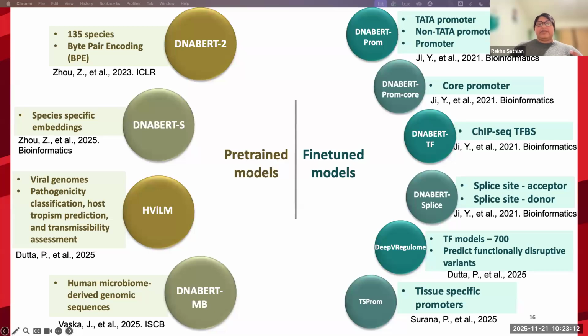And recently we published, it's under review, a model called DeepView, which has a group of models for which approximately 700 ChIP-seq datasets have been used. And they predict functionally disruptive variants. And then we have tissue-specific promoter models.